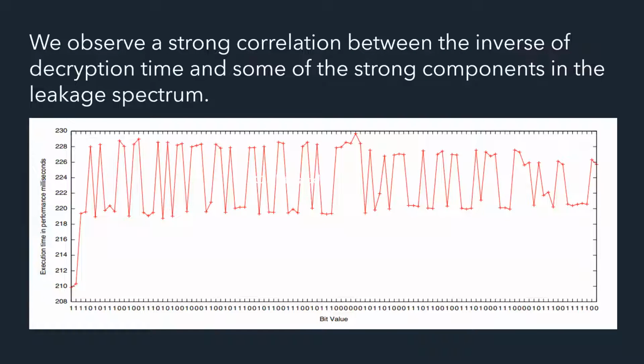And here is the figure where we observe a strong correlation between the inverse of the decryption time and some of the strong components in the leakage spectrum. In this figure, we are observing that bit 0 takes much longer than bit 1, which is very good for our GNU-PG computation.